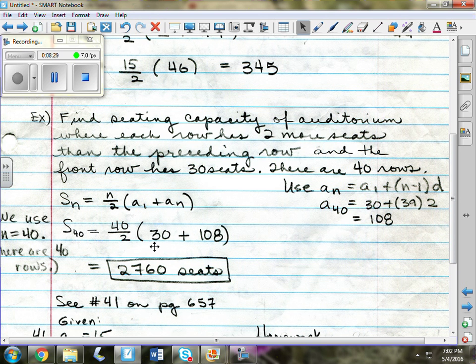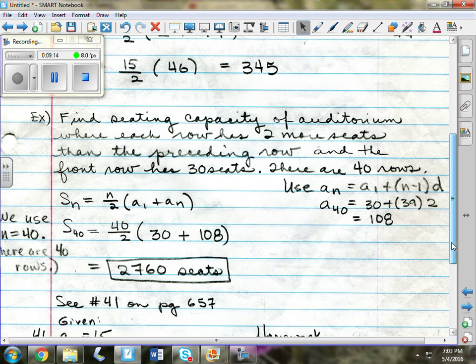So I need a sub 1, the front row has 30, and I need a sub 40 because n is 40 in this case. So I'm going to go back and use my a sub n formula with 40 in it. And we're adding 2 more seats each time. So my difference is 2. N is 40, so n minus 1 is 39. And the a sub 40 is going to have 108. So that's the last row has 108 seats. So first row is 30, last row is 108 when I have 40 rows. And my n is 40 here, so simplifying this, we get 2760 seats.